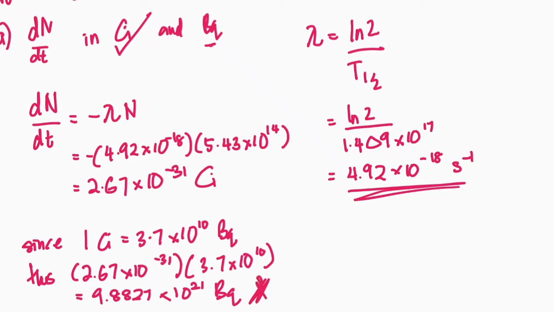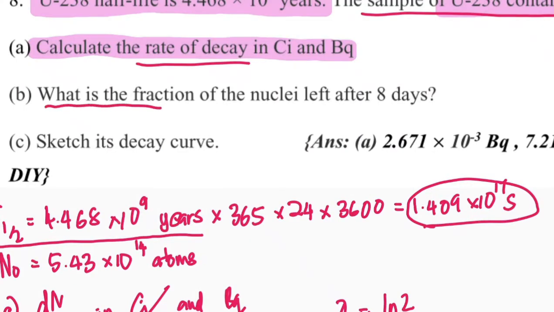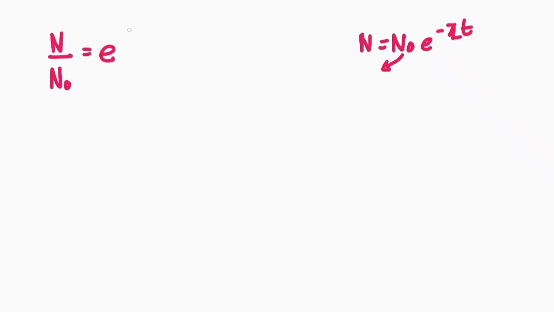Now, let's go to question B. It says, what is the fraction of nuclei left after 8 days? So when it says fraction of nuclei, actually it is asking for this one, N over N naught. If you still remember from the previous video, we have N equals N naught exponent negative lambda t. Do you remember this one? So we're going to put the N naught to the other side. So our N over N naught equals exponent negative lambda t.